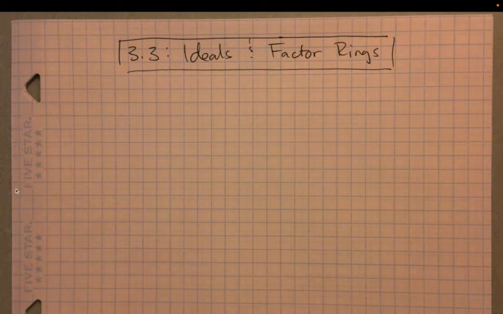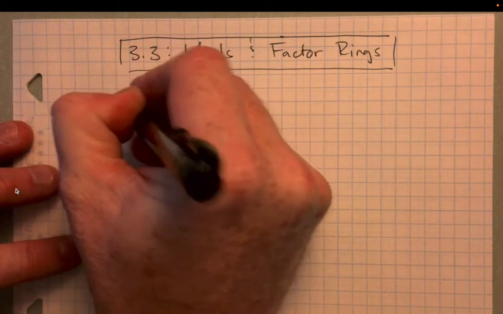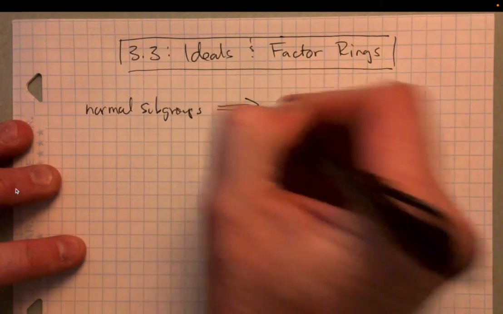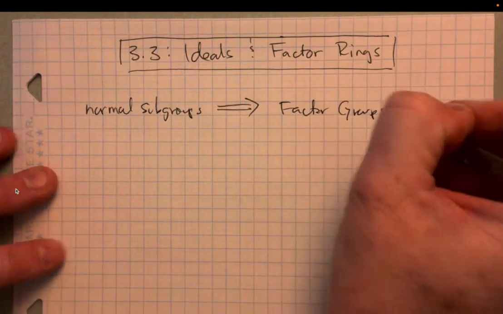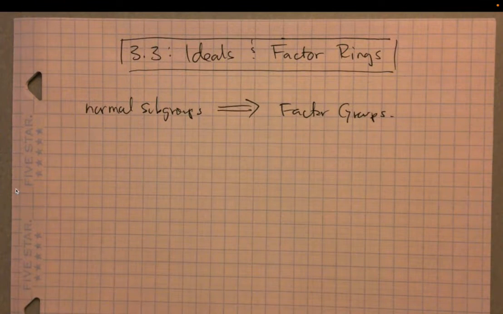Okay, so we saw previously, a concept from maybe 6 lectures ago, how normal subgroups allowed us to construct what were called factor groups. And it was a good lecture on that. We went through a bunch of examples, definitions, etc.